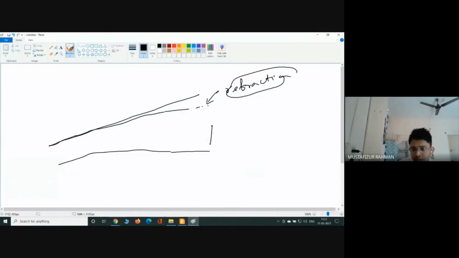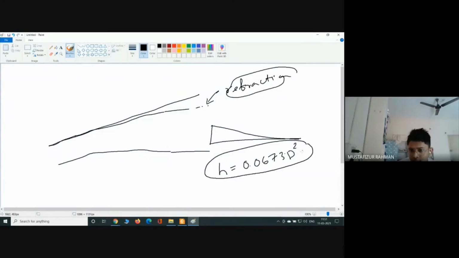So if we know the elevation, what is the distance to the visible horizon? We can find out with this formula: h is equal to 0.06735 d squared, where d is the distance and h is the height. h will be in meters, d will be in kilometers. Now using this formula, we will find out whether the stations are intervisible or not. If they are not intervisible, how much should be the height of the signals? That numerical is going to be important.